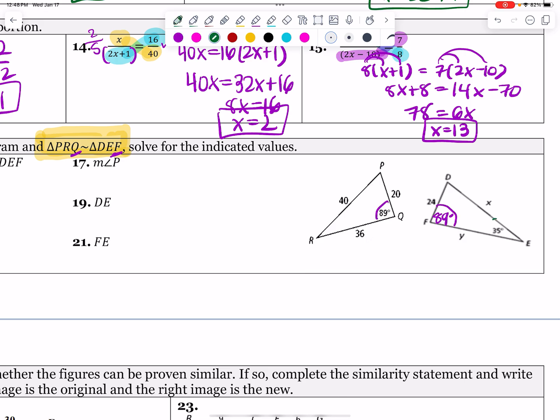And then you've got the 35 degrees for E. So that means that R is also going to be 35 degrees. And then last but not least, we can find this final angle using the third angles theorem. So D and P are going to be the same angle. That gives us 56 degrees. So let me mark that the same. So 56 will be this last one, 56 degrees for P and 56 degrees for D.